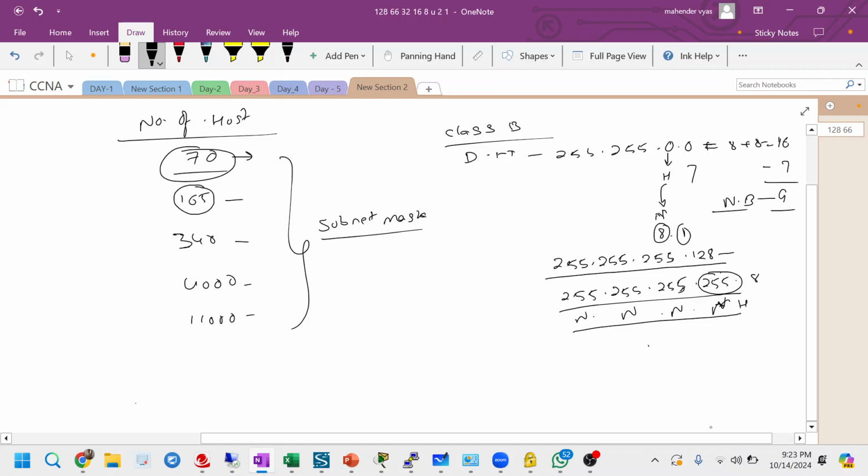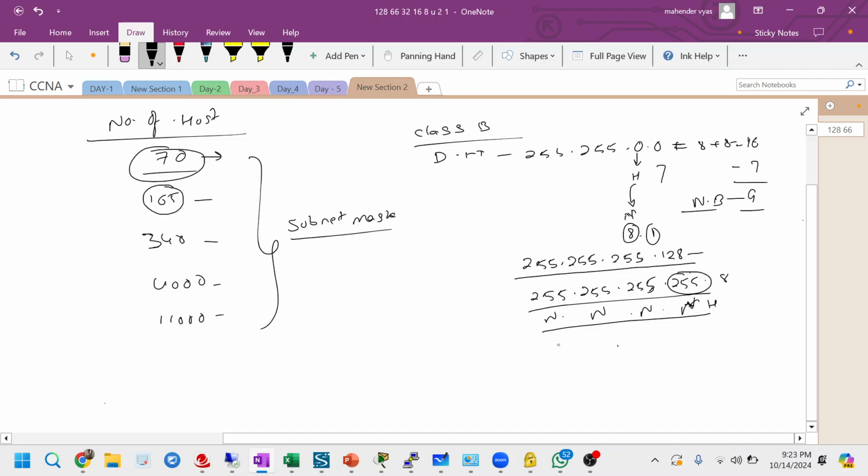So what we saw in the previous classes, all ones it is network, all zeros it is host, right? So this is all ones, we do 255. Second octet all ones, we do 255. Third octet all ones, we do 255. Fourth octet, all 8 bits we want as host bits, so it would be 0. 0 indicates a host bit, 1 indicates a network bit. So for all eight, we have mentioned it as a zero.